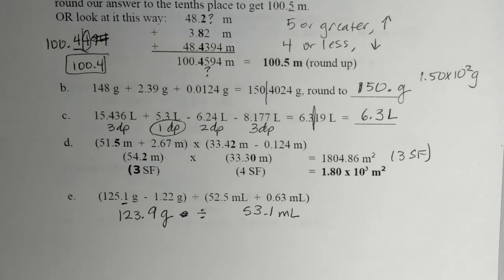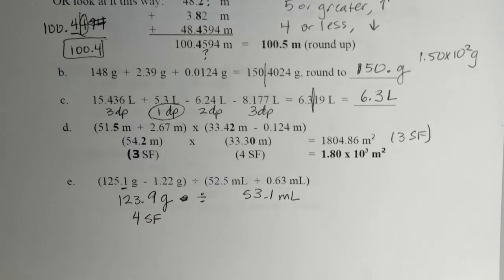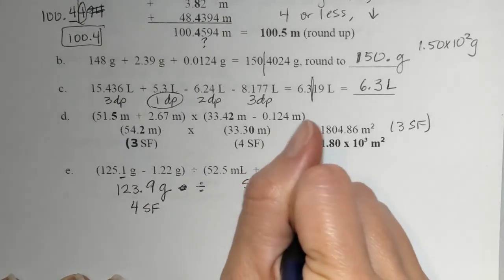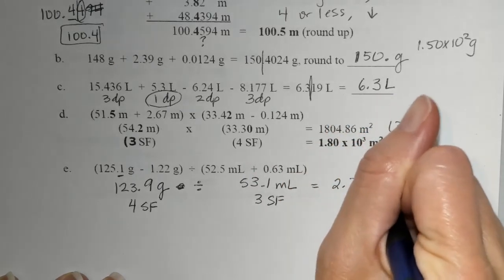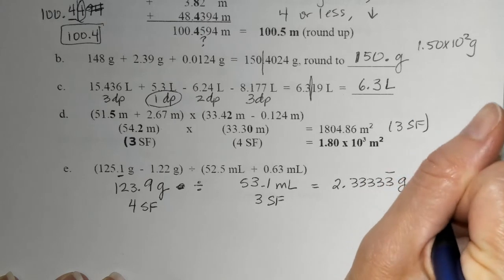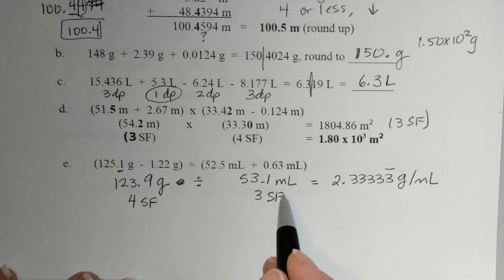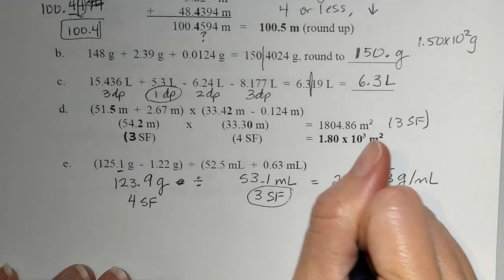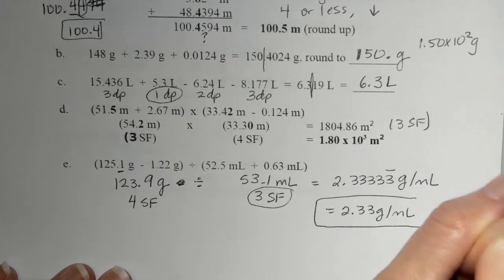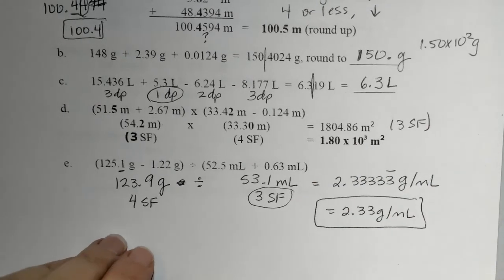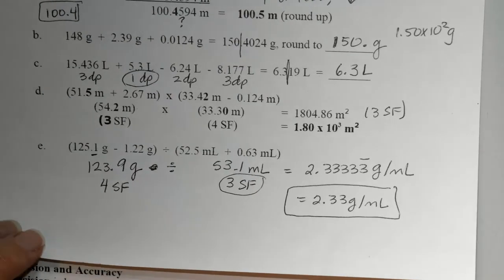And when I do that, I want to look at my significant figures. I have 4 significant figures in the 123.9. I have 3 significant figures in the 53.1. So the calculator gave me 2.33333, basically repeating all the way through. And what I want to do is now round this to just 3 significant figures. That's going to limit me, the 53.1. So my answer here would be 2.33 grams per milliliter. All right, and that would convey not only my answer, for this must be a density, grams per milliliter, but also how precise I know that density to be.